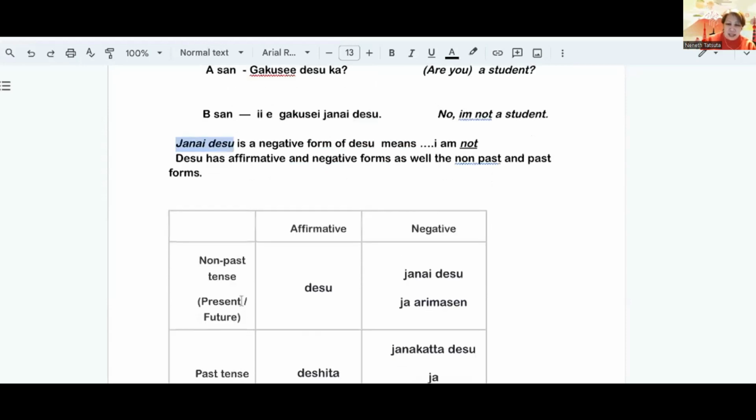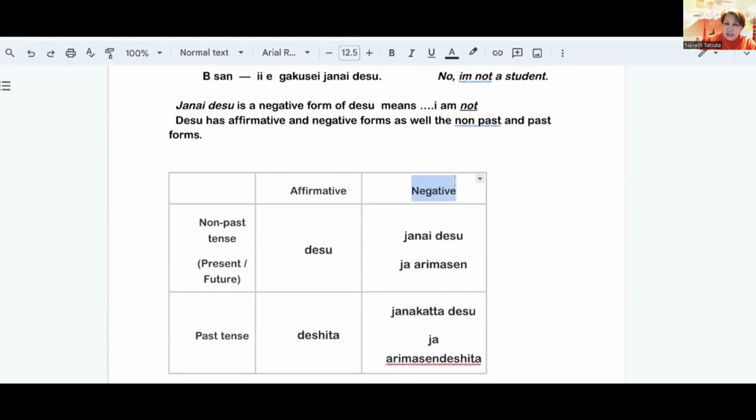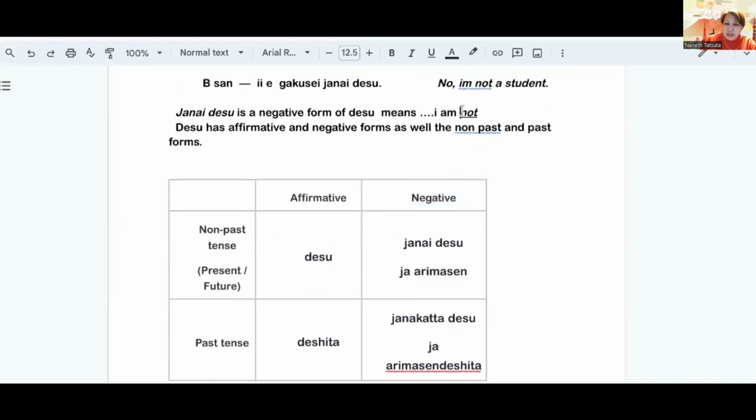Desu, okay, I have a table here. Do you remember this, old students? We had this before, the conjugation. Remember the non-past, present, future, affirmative, negative. Okay, the non-past, present is desu, and then your negative, which is the same as "not".